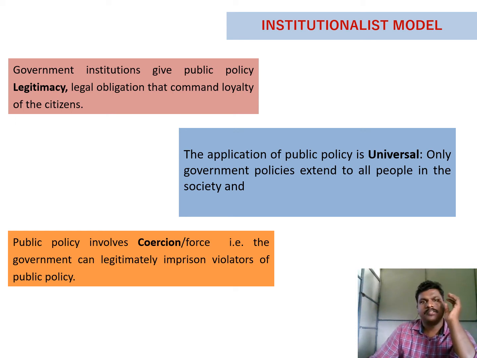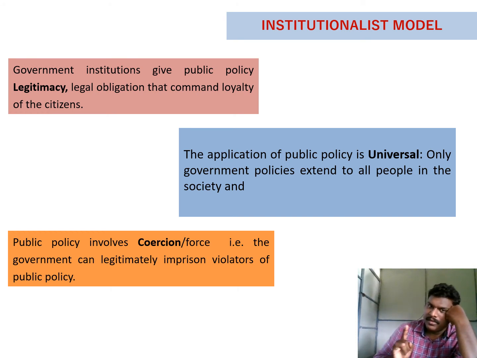Legitimacy simply means legal obligation. Why do people obey the decisions and the laws? Because of their legitimacy. Another one is that the application of public policy is universal. The laws, rules, and regulations taken by the government are applicable to everyone, every citizen. So it is universal. Only government policies extend to all people in the society.